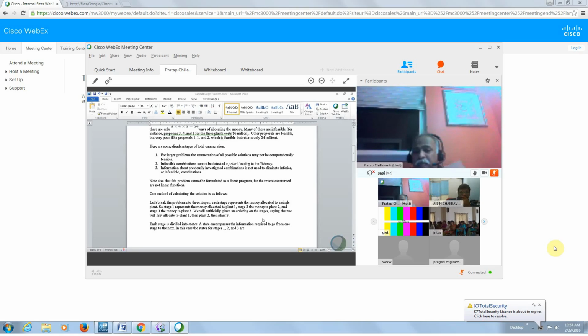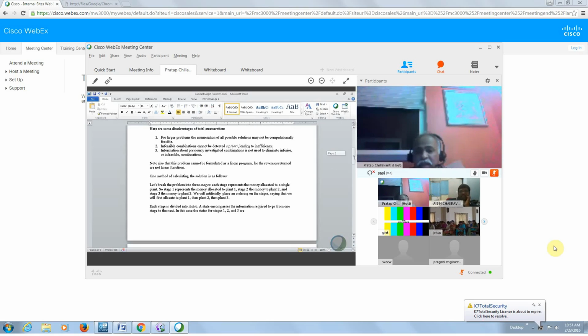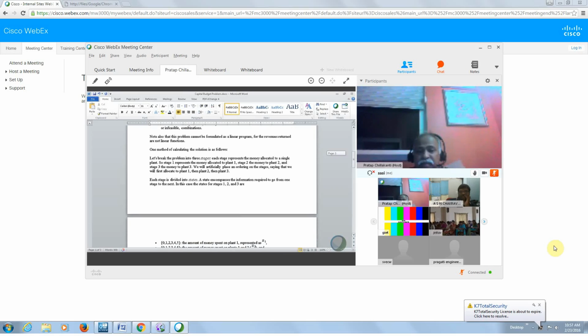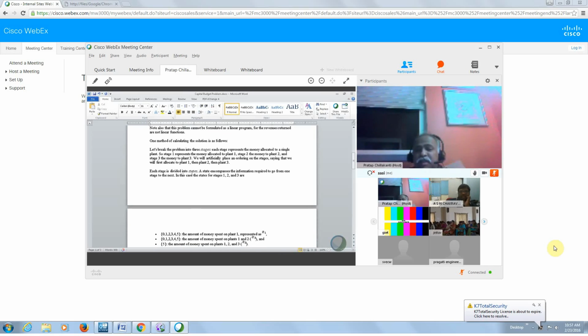And you have to pick some order in which you do the stages, and in this case they just took 1, 2 and 3. Now the second concept is each stage is then divided into states. That is the dynamic behavior of every plant in this case, right? So what does the state comprise of? It encompasses the information required to go from one stage to the next stage.